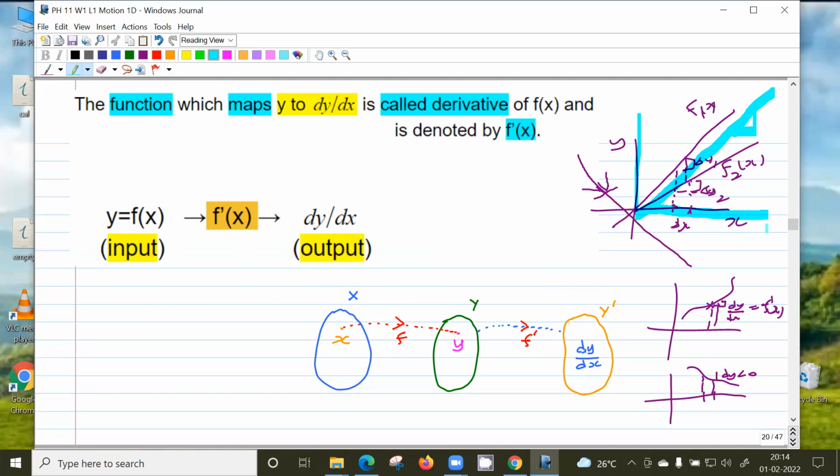So the slope is 0 here, then less than 1. Up to here, at 45 degrees, it is 1. After this, it is greater than 1. And here it becomes infinite. Here it will be 10,000 like that, 99 like that.